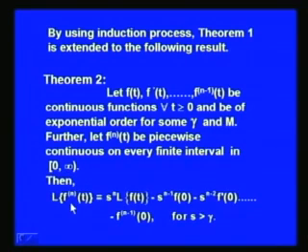Then the Laplace transform of the nth derivative of f(t), that is f^(n)(t), is equal to s to the power n into L of f(t), minus s to the power n minus 1 into f(0), minus s to the power n minus 2 into f'(0), and so on, minus f^(n minus 1)(0), for all s greater than gamma. Now, this theorem is easy to prove by induction on n. For n equal to 1 it holds by theorem 1, and assuming it for n minus 1 we can easily show it for n by induction.